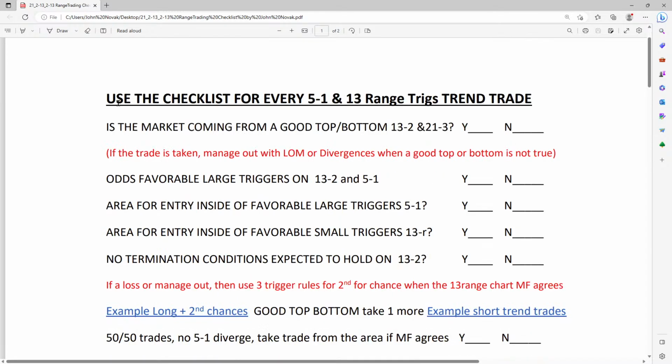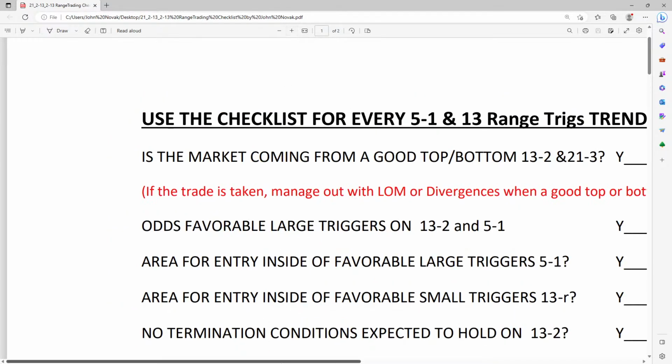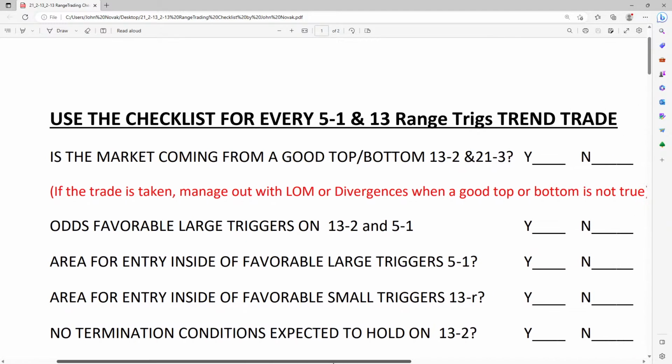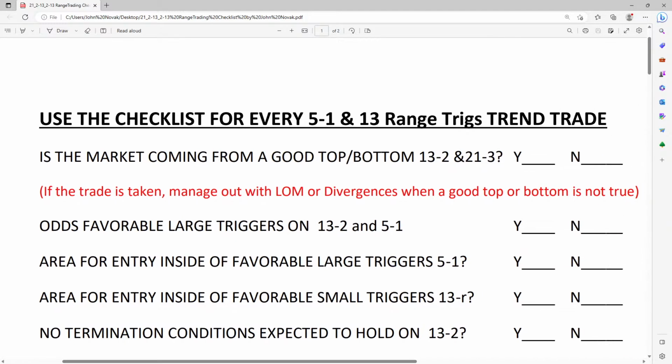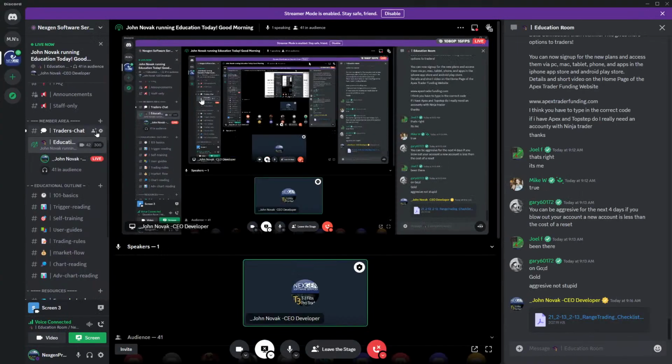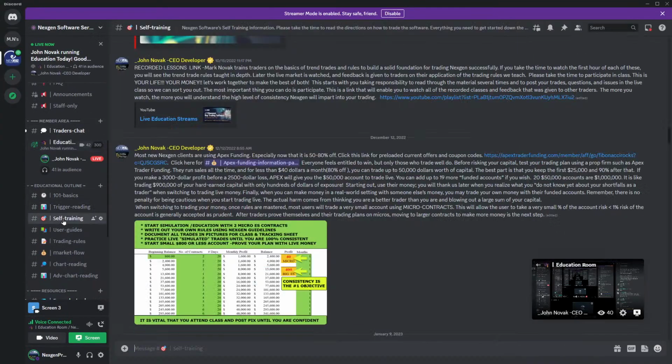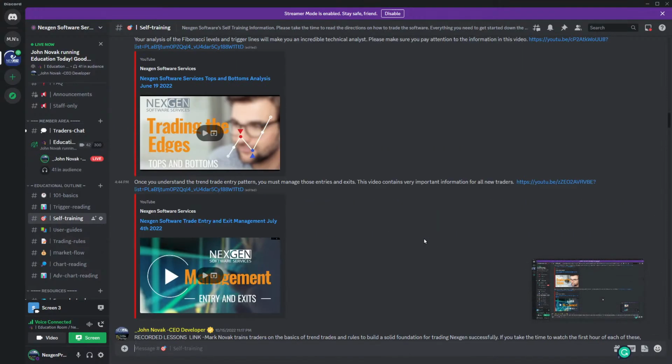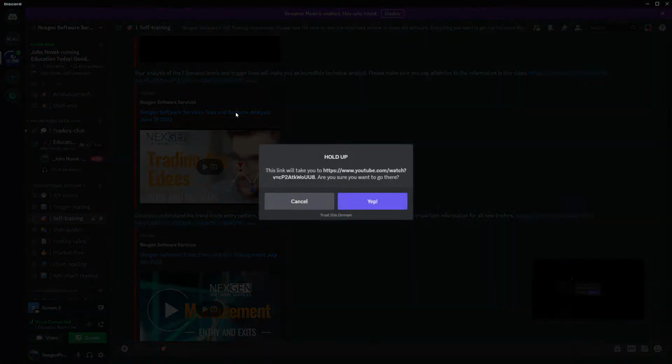This looks very familiar to you, right? Is the market coming from a good top or bottom? And remember what we talked about as far as this video? Here, I'll go to Discord, I'll go to the self-training. Remember we talked about this tops and bottoms video?